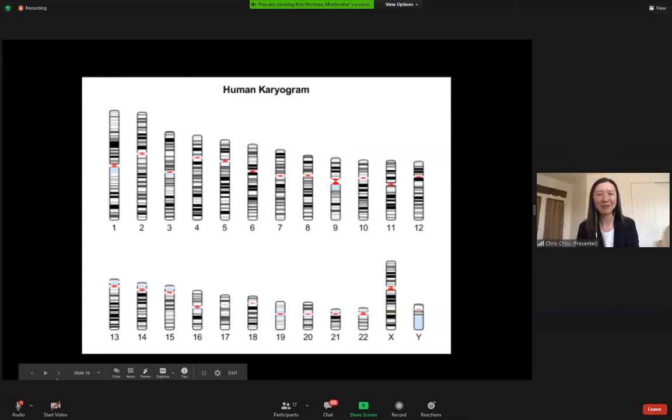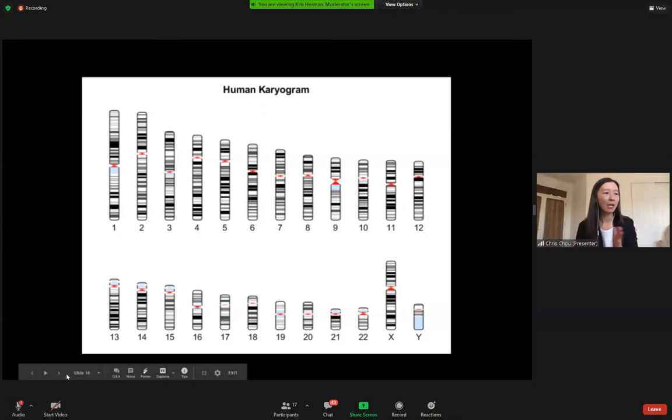But it's a good representation of the different types of chromosomes we have. So you can see here that we have 23 different types of chromosomes. Chromosomes 1 through 22 are considered the autosomes, and then set 23 is the sex chromosomes, with the X or the Y at the end right there.